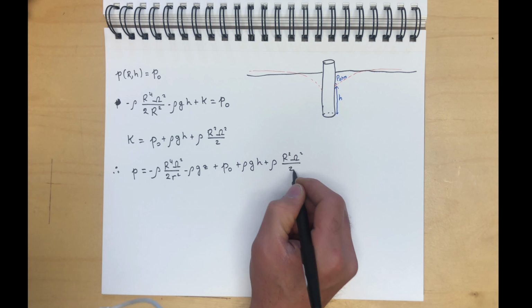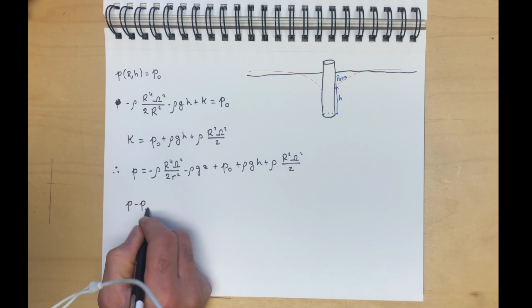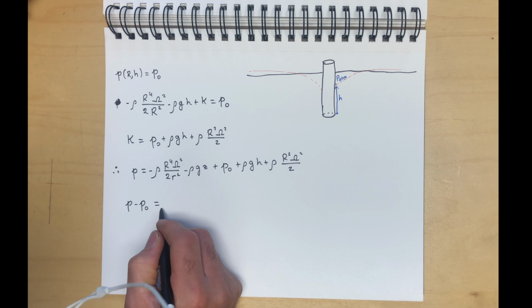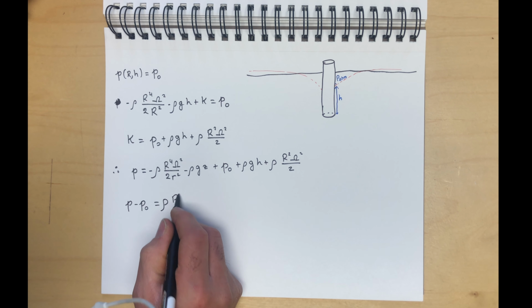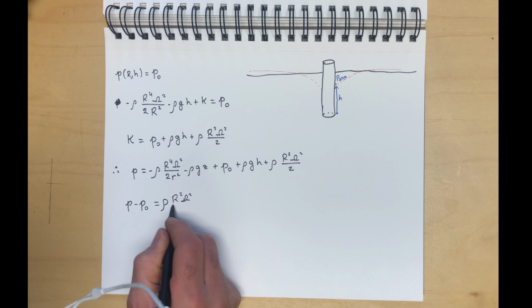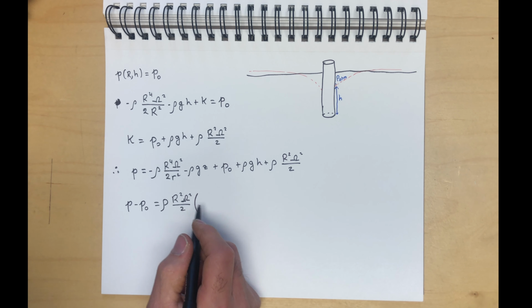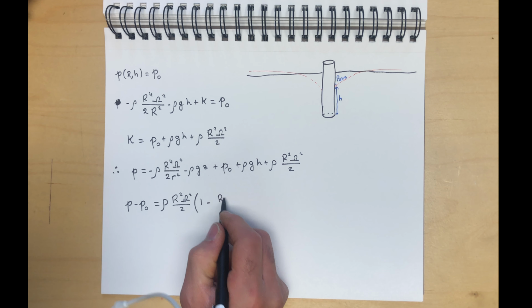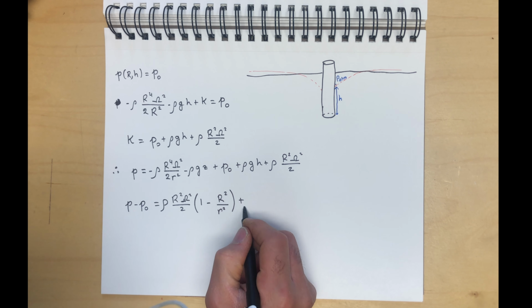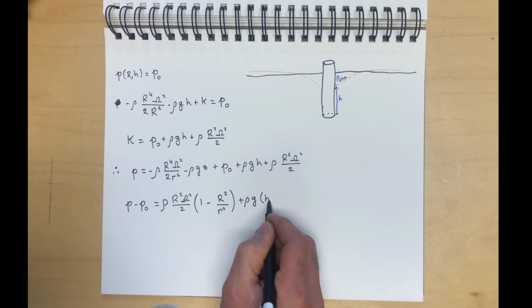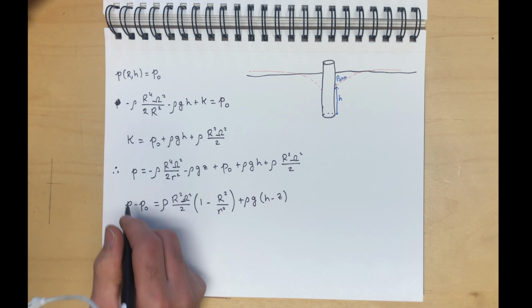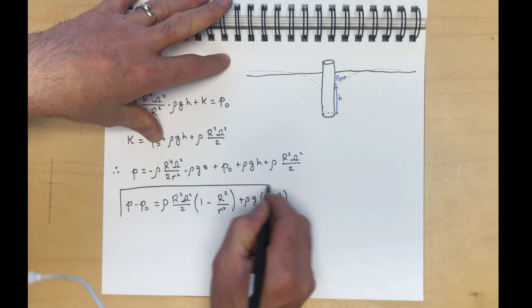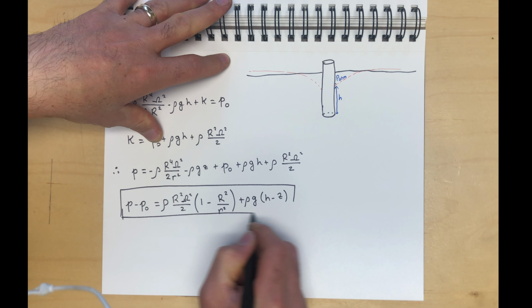So let's collect some terms. We're going to put P minus P0 on the left-hand side, and over here we take rho R squared omega squared over 2 into 1 minus r squared over capital R squared, plus rho g times h minus z. And that gives us the pressure distribution in the fluid.